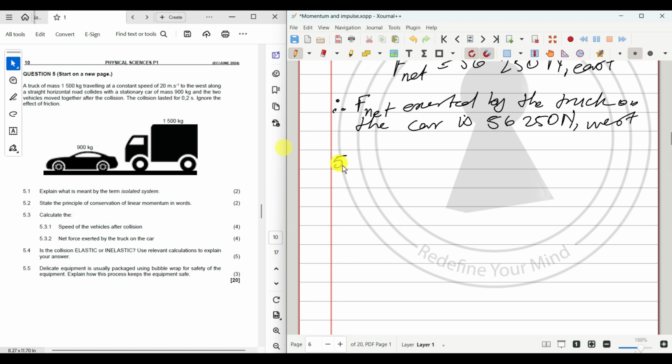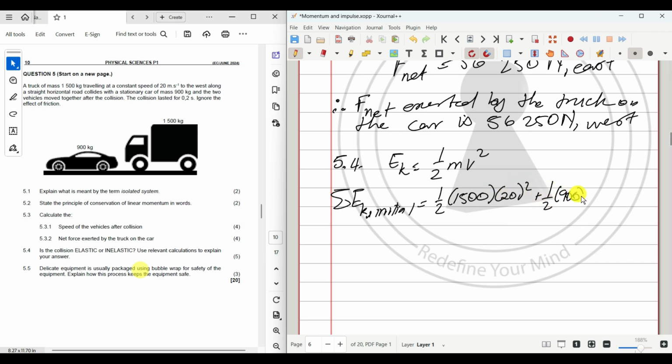Now 5.4, is the collision elastic or inelastic? Use relevant equations to explain. So we're going to say E sub k equals half times mass times speed squared. So now the sum of the kinetic energy before collision. So I'm going to say initial. What is it? It is half. The truck was 1,500 and the speed was 20 squared, and the car was 900 kilograms. It was stationary. So what is this?